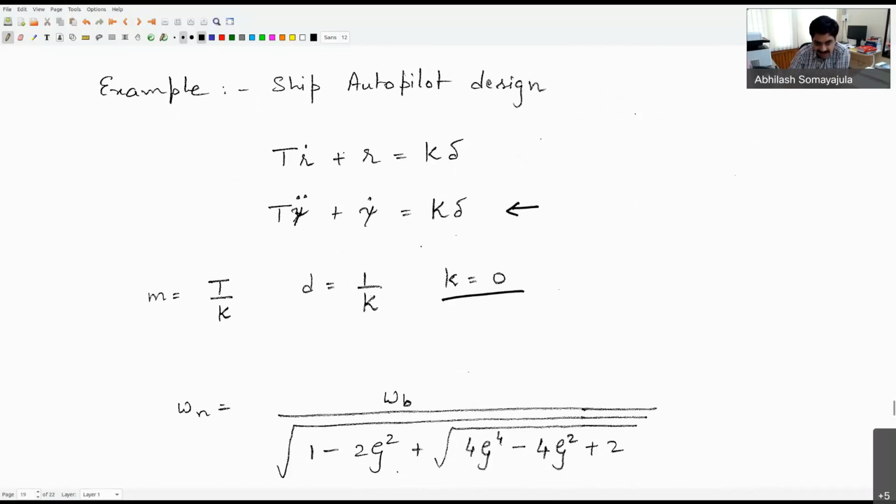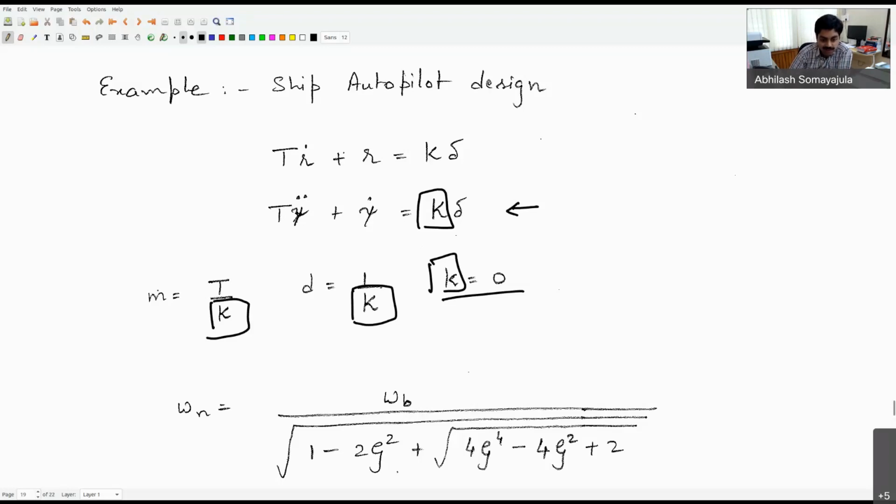Please note a distinction here: this capital K represents the Nomoto gain. That is what is used here and here. This here represents the small k, which is the stiffness in the system, which is 0 in this particular case.